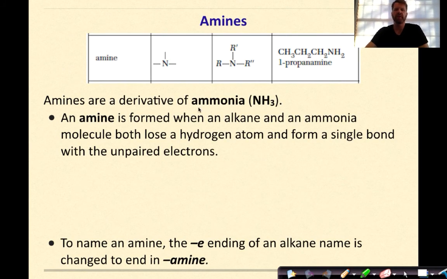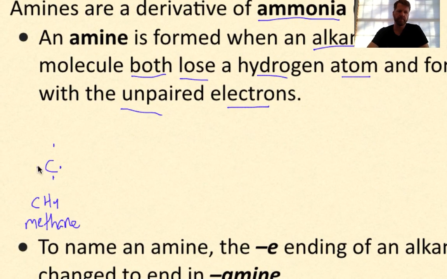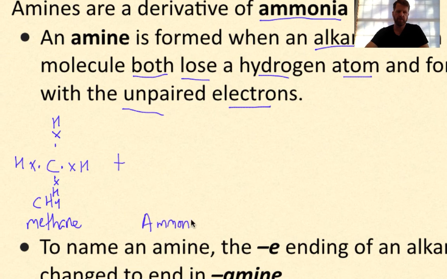Amines are a derivative of the ammonia molecule, NH3. An amine is formed when an alkane and an ammonia molecule both lose a hydrogen atom and form a single bond with the unpaired electrons. To illustrate that, I'm going to use Lewis electron dot diagrams to describe the formation of a one-carbon amine called methanamine. First, methane. Combining with ammonia.